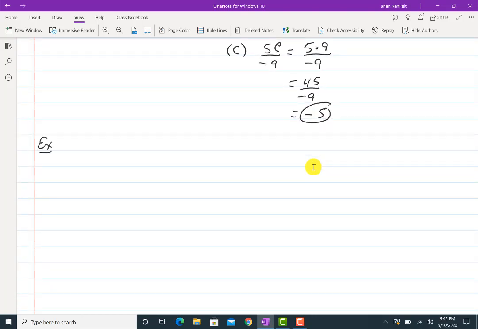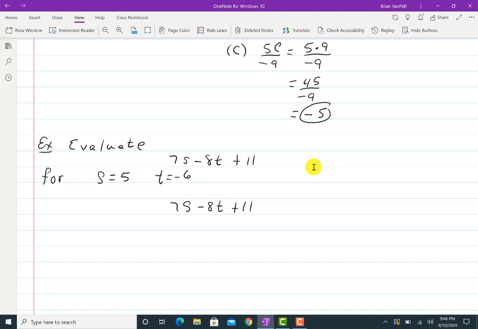Let's do some more examples. Evaluate 7s minus 8t plus 11. So now you have two variable quantities, if you will. Let's evaluate it for s equals 5 and t equals negative 6. So let me write the expression again so that I can do my work underneath of it.